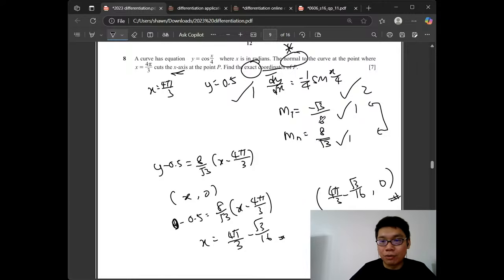Okay, this question is considered quite straightforward. The only challenging part is the exact form. Okay.